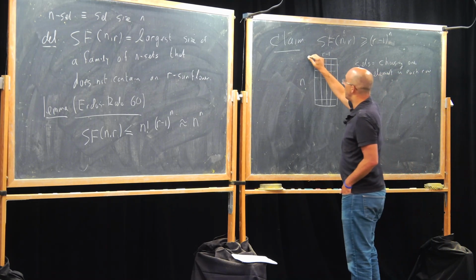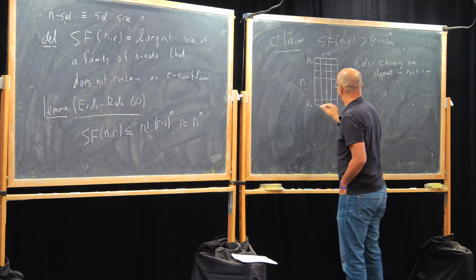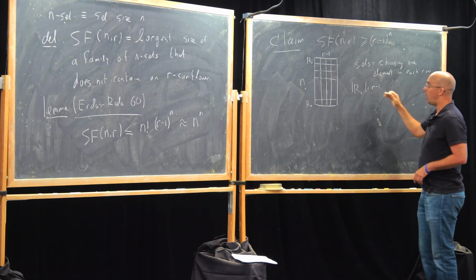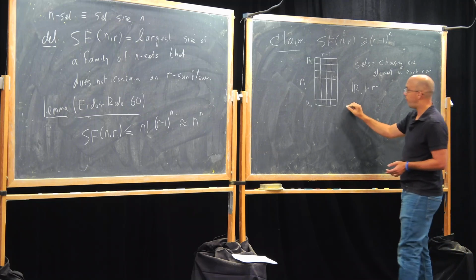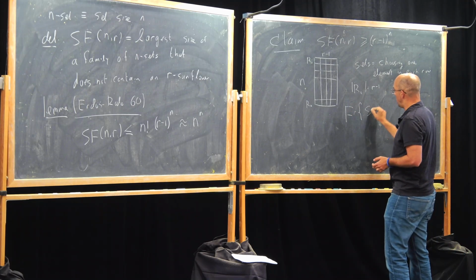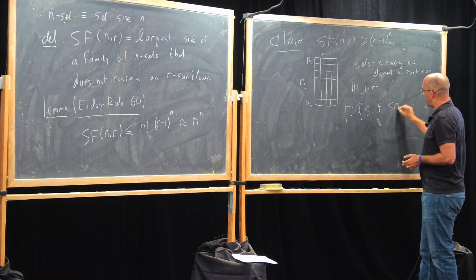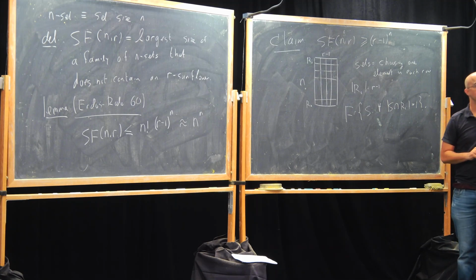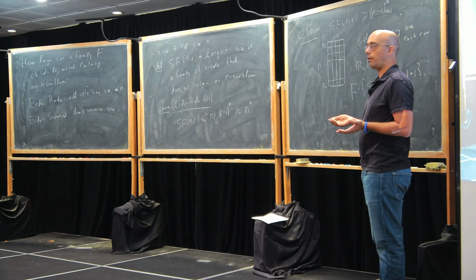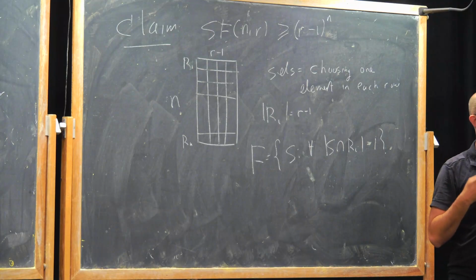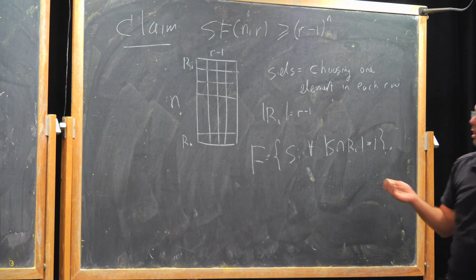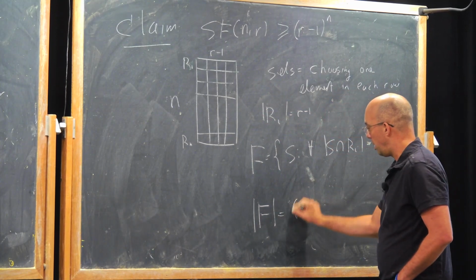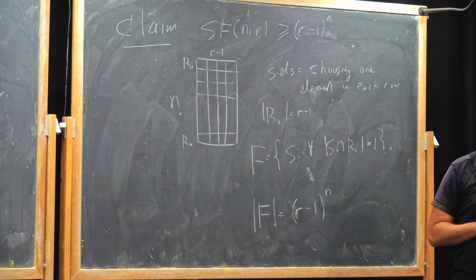If we want to define it with formulas, if we call these rows R1 up to Rn, then the size of Ri is r minus 1, and R1 up to Rn are n disjoint sets of size r minus 1. And my family is going to be all the sets such that for every i, the intersection with Ri has size 1. So this is my family of sets. I want to prove two things about it. First of all, it has the right size. And second, it does not contain an r-sunflower. Verifying the size is easy: I choose one element in each row, so the size of my family is exactly (r minus 1) to the power n.